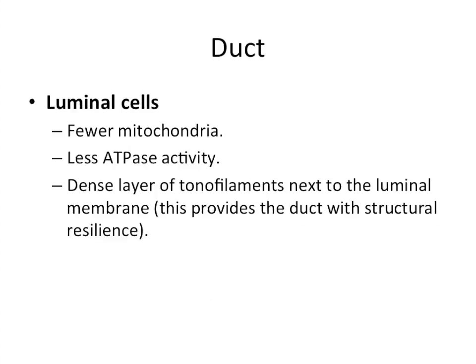The luminal cells have less mitochondria than the basal cells, so they also have less ATPase activity, and they have a dense layer of tonofilaments. As you can imagine, that's sort of like a keratin type structural material, and this is next to the luminal membrane. So this provides the architecture of the duct area, so that it doesn't collapse in on itself. It actually has some structure there.